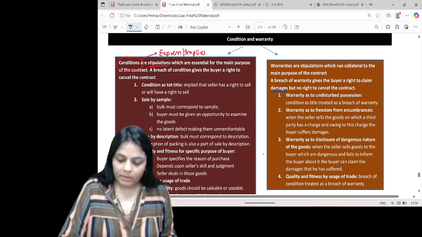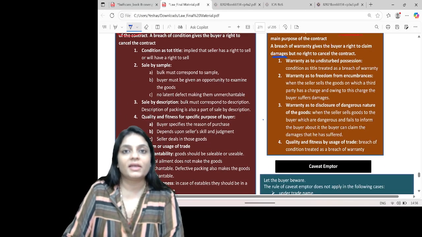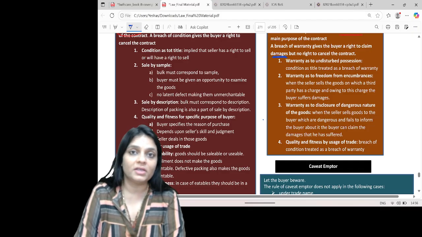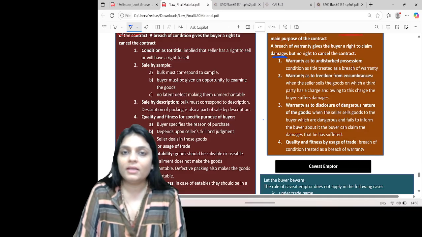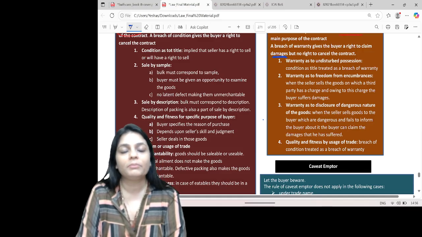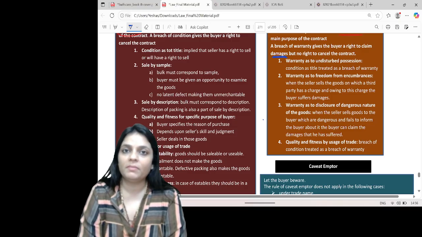Now, what are the conditions? The first one, condition as to title. When the seller is selling the goods, we assume that he has a right to sell the goods. So if he is selling goods on which he has no rights, and the buyer is deprived of the goods by the true owner, the buyer can claim the price from the seller. Deprived of the goods means the true owner takes away the goods from the buyer.